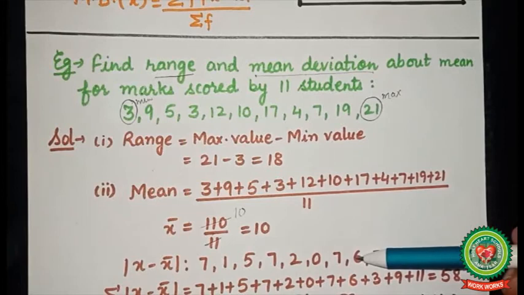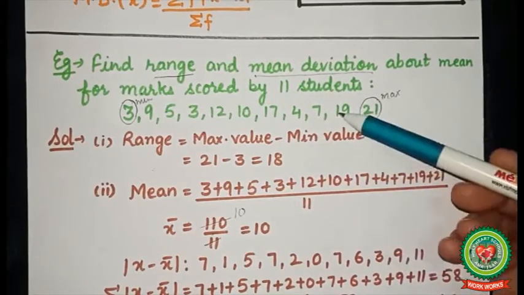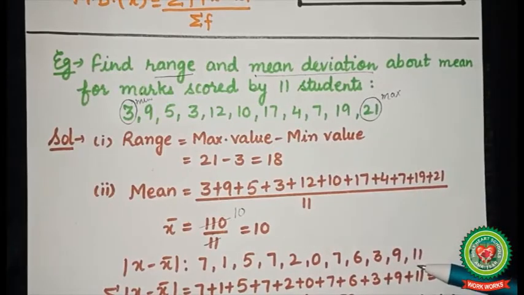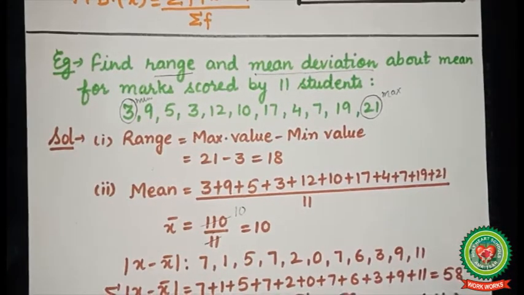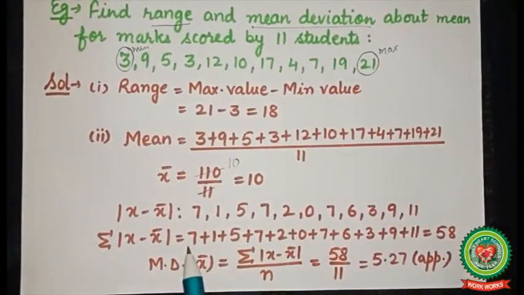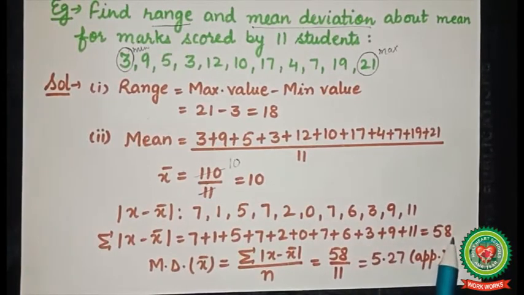As we are taking the absolute value, all answers will be positive. Next, 13 minus 10 is 3, 19 minus 10 is 9, and 21 minus 10 is 11. Now we have to find the sum of these deviations. When you add all the deviations, we get 58.